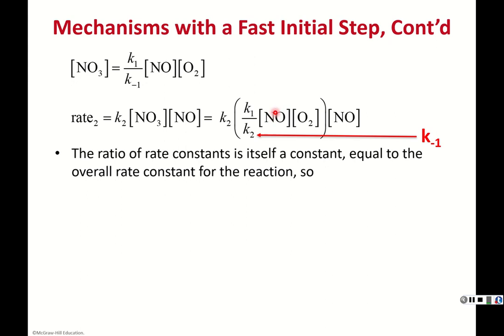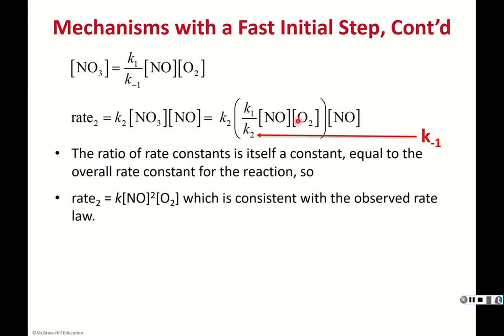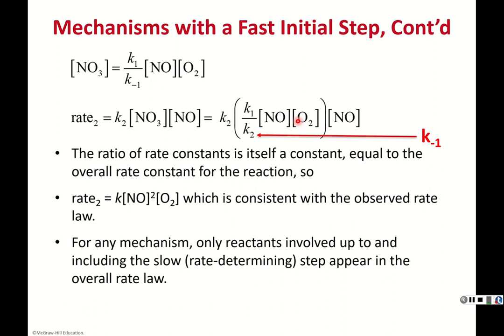So we plug that in, and what do we get? Well, these k values would all sum together to be a constant on their own. We have two NOs, NO times NO, so that'd be NO squared times O2. And so that's what we see, right? This k value is just a composite of these k values combined together.